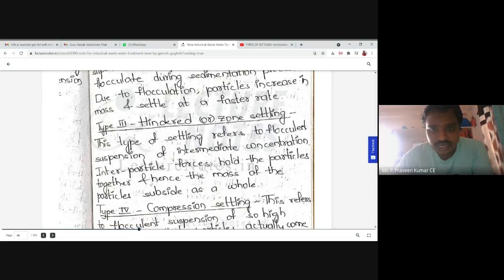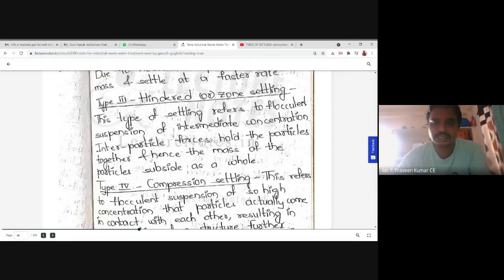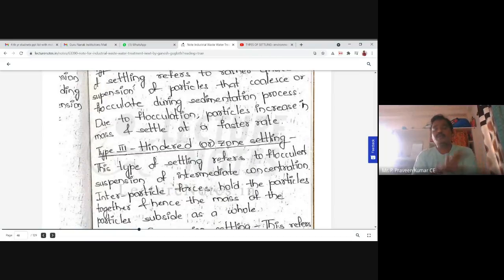This type of settling refers to flocculent suspension of intermediate concentration. Interparticle forces hold the particles together, and hence the mass of the particles subside as a whole. So here it will be made into a group of particles. Group is nothing but a zone. We will be naming it as a zone.